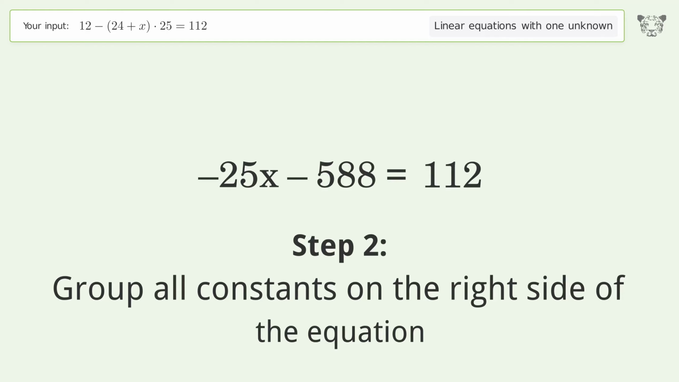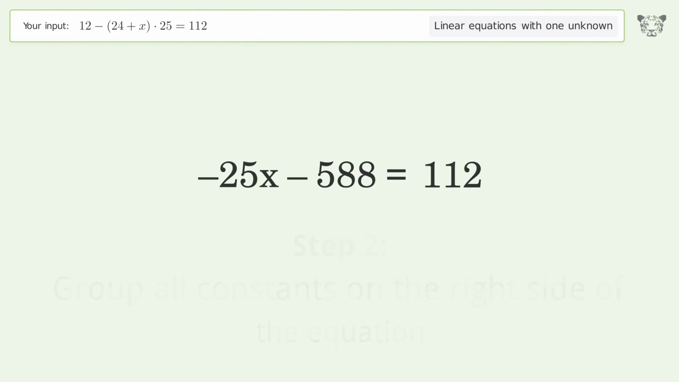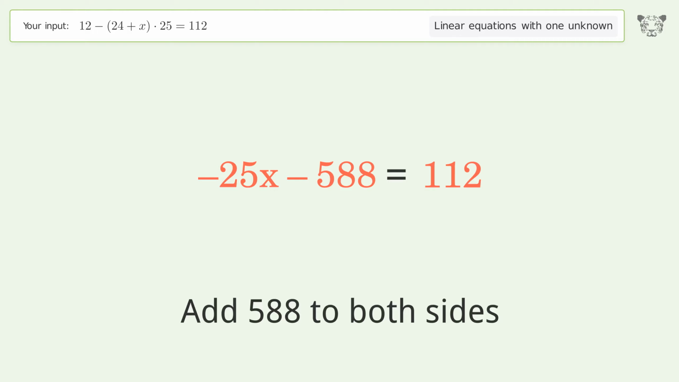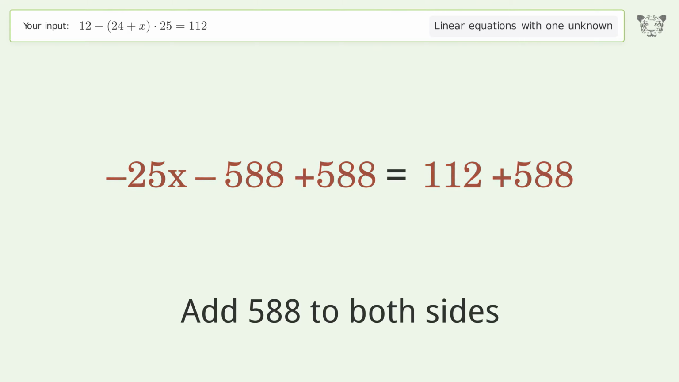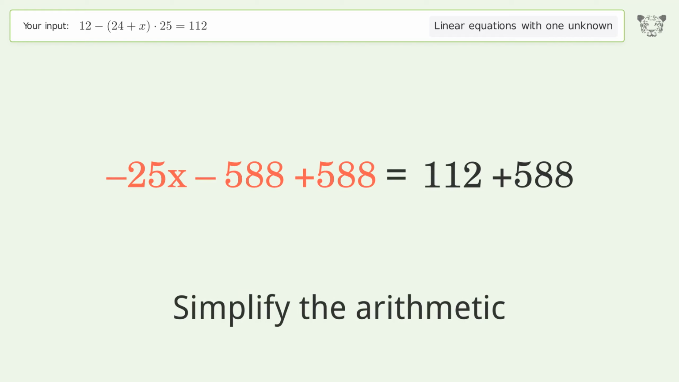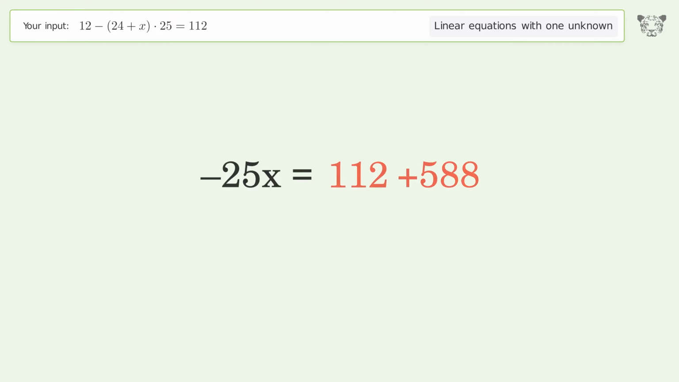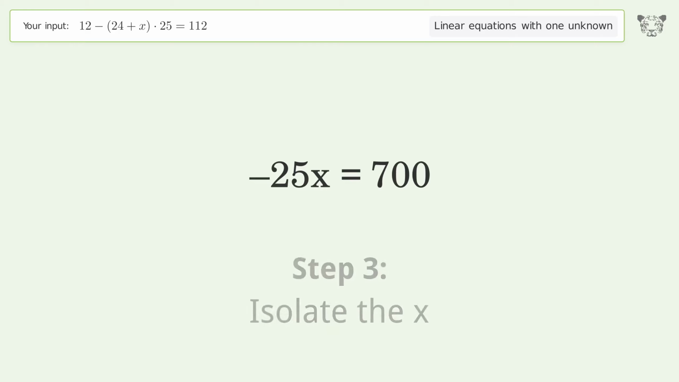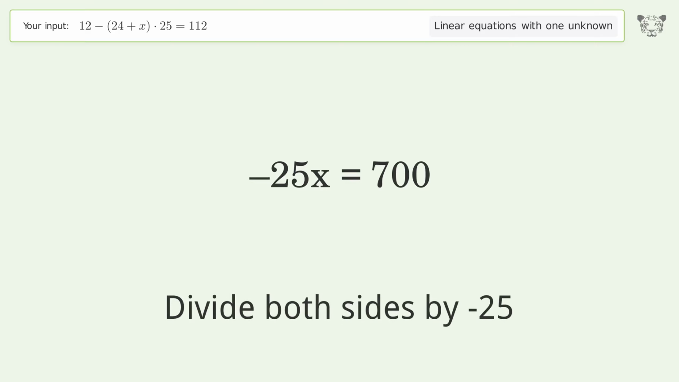Group all constants on the right side of the equation. Add 588 to both sides. Simplify the arithmetic. Isolate the x. Divide both sides by -25.